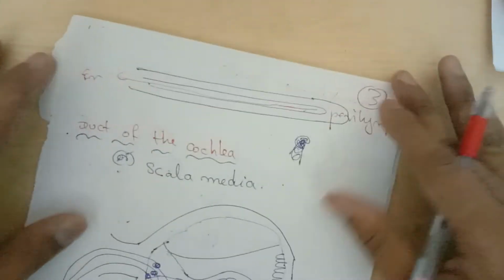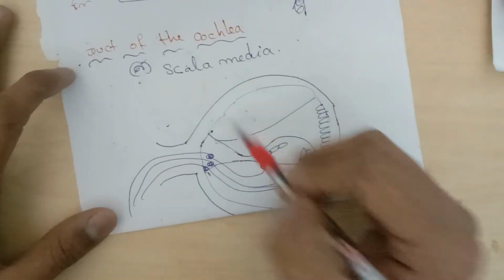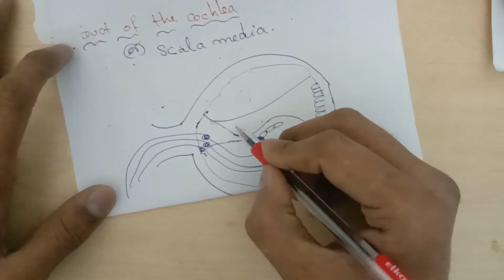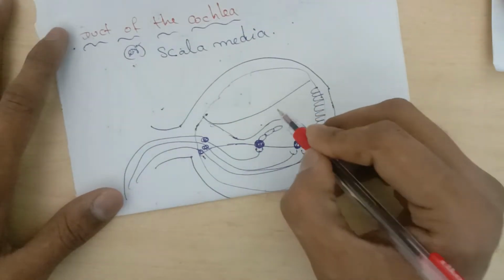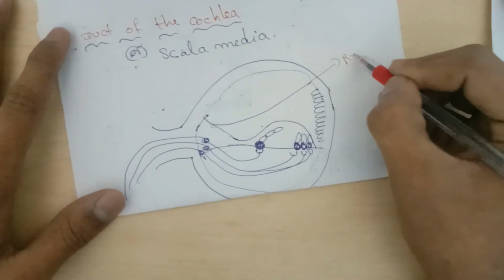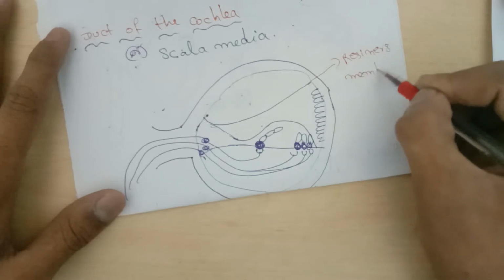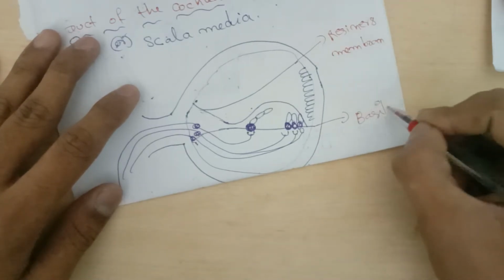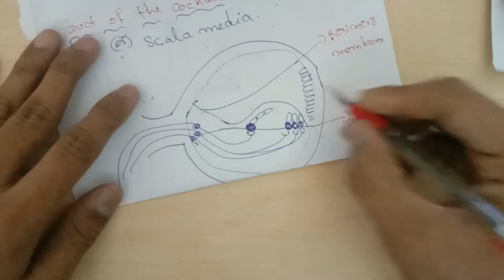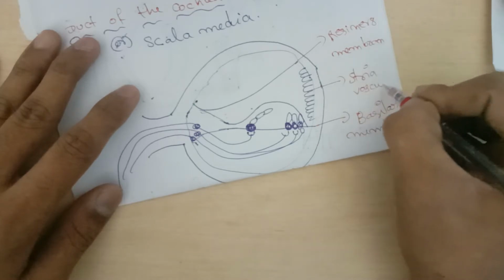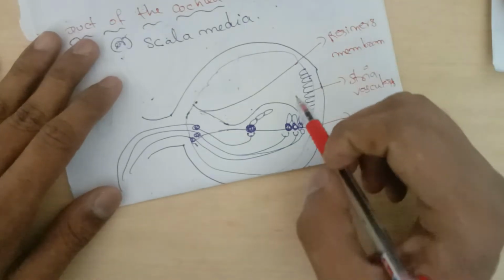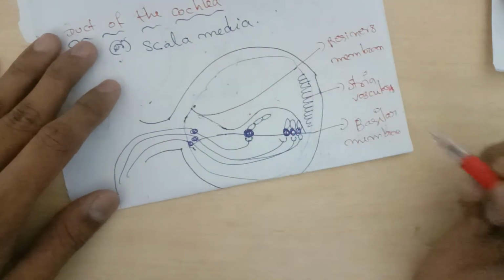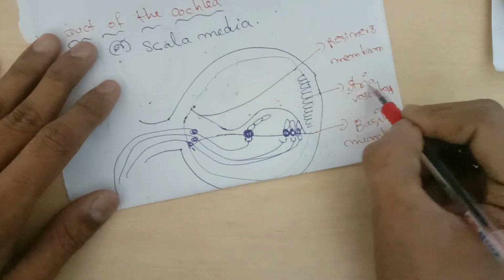Now I will discuss the duct of the cochlea. What are the components of the duct? The membranous part of the cochlea is the scala media. The scala media is bounded on the upper side by Reissner's membrane and on the lower side, the base, it is formed by the basilar membrane. This is the stria vascularis. The endolymph that fills the scala media is produced by the stria vascularis.